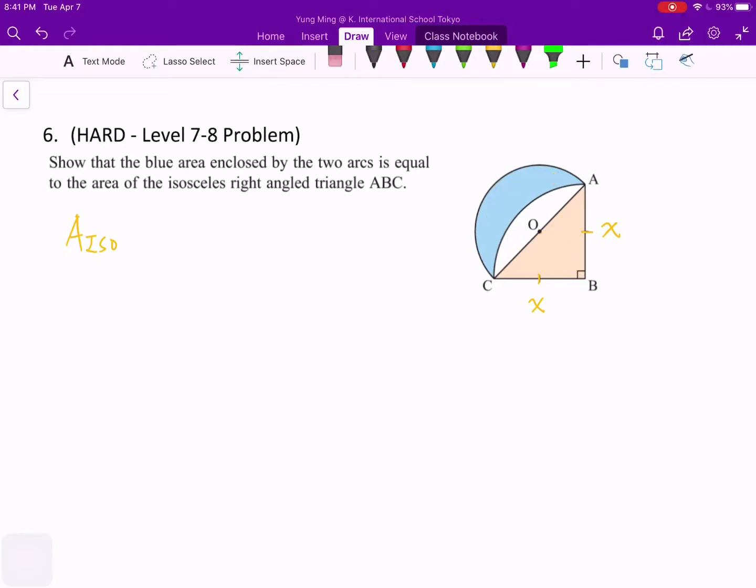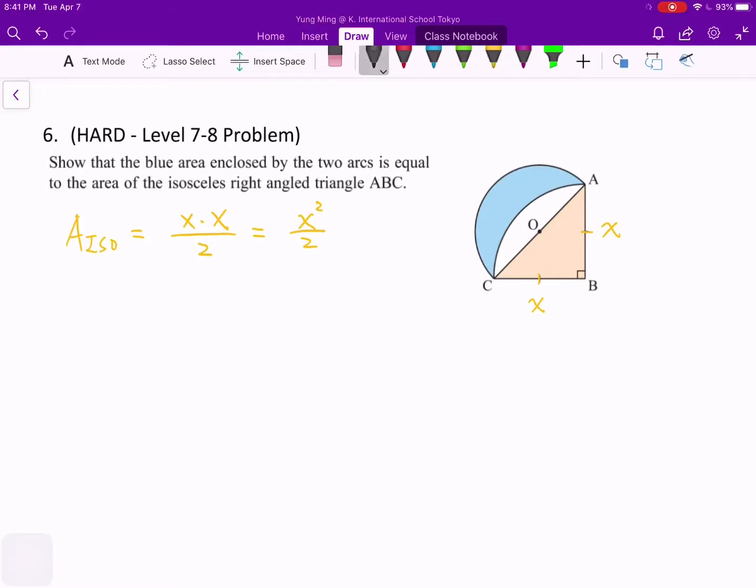Okay, so knowing our goal, let's first of all express our triangle area in terms of x. It's quite easy because my base is x, my height is also x, and then I divide by 2. Okay, so base times height divided by 2, we got x squared over 2. So that's the area of this isosceles right triangle.